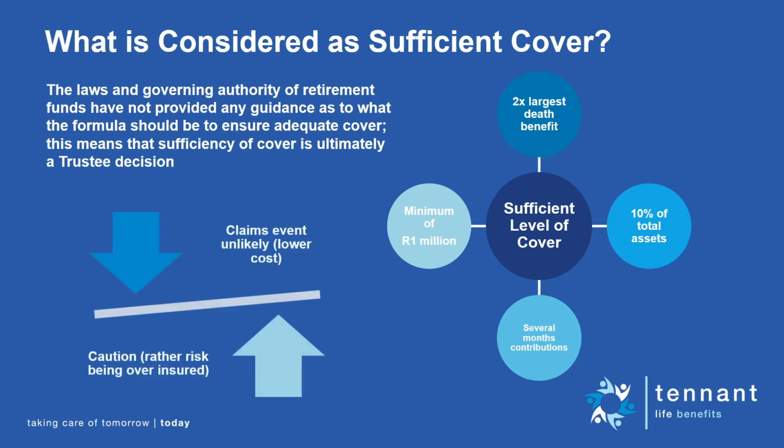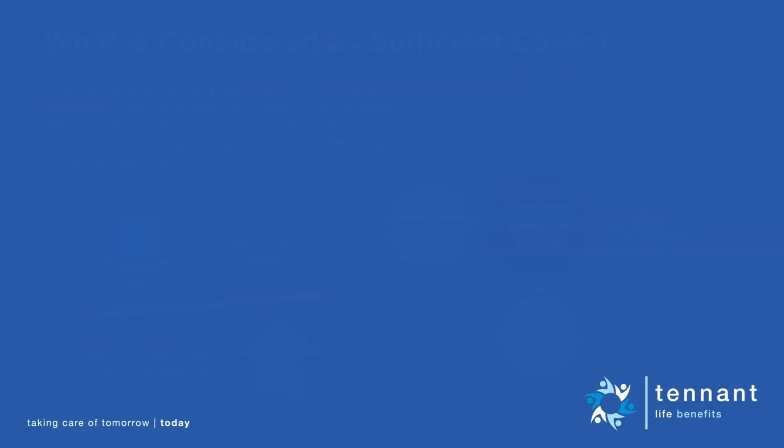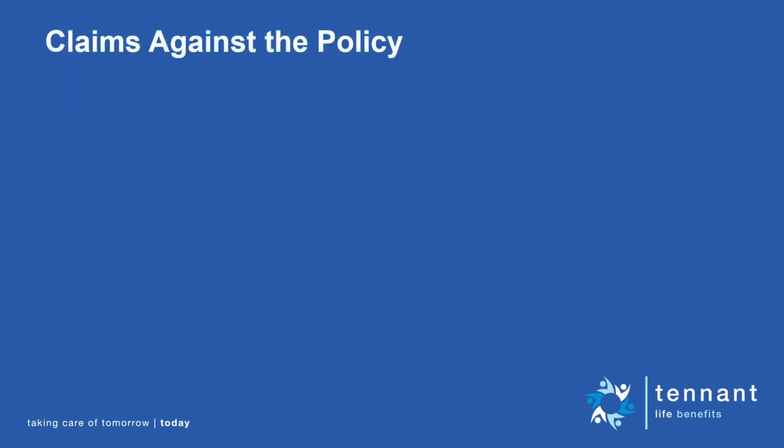Claims events against the trustee liability policy are generally unlikely, which is one of the reasons that the cost of cover is relatively inexpensive. Because of the lower cost, it is recommended that trustees err on the side of caution when it comes to setting the cover limits, even at the risk of being slightly overinsured. However, each fund is different and the trustee should bear in mind the unique considerations and risks applicable to their particular fund.